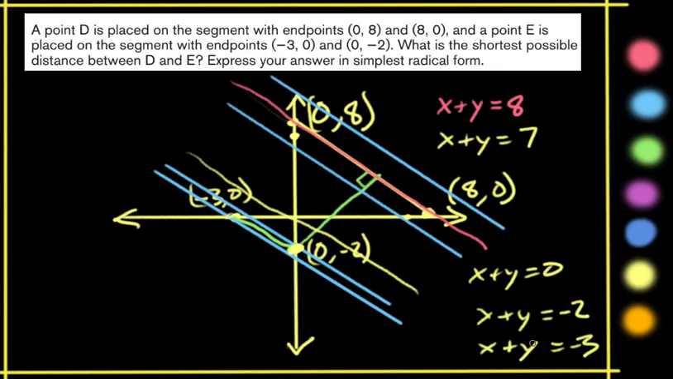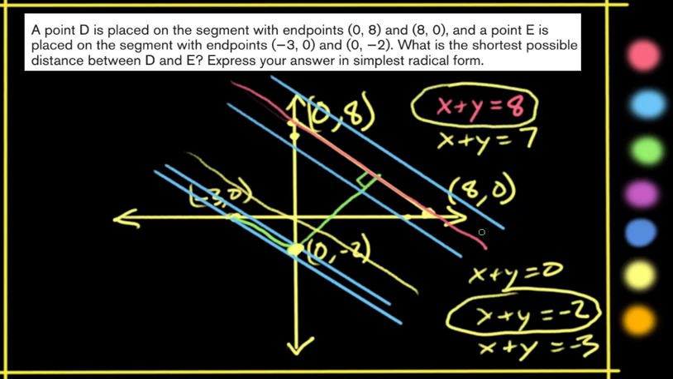So now the question is just, what is the distance between this line here that contains that point (0, negative 2), and our original line here, that was x plus y equals 8?